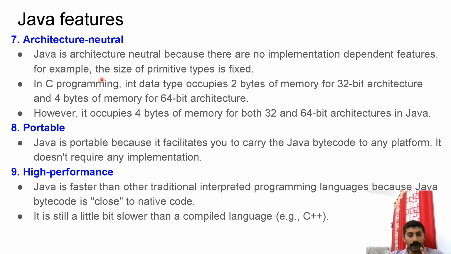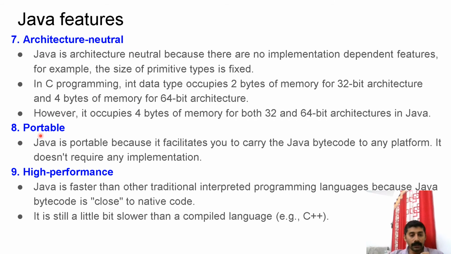It depends upon the machine where it is executing. But in the case of Java, the size of an integer, and not only for integer but for all the data types, is specified by the language. So whether a Java program is running on a 32-bit machine or a 64-bit machine, the size of each data type will be fixed. That was not the case for earlier languages. So this is a very important improvement which makes it architecture neutral.